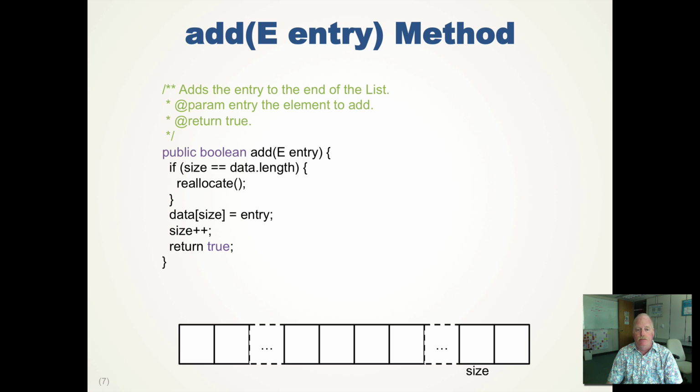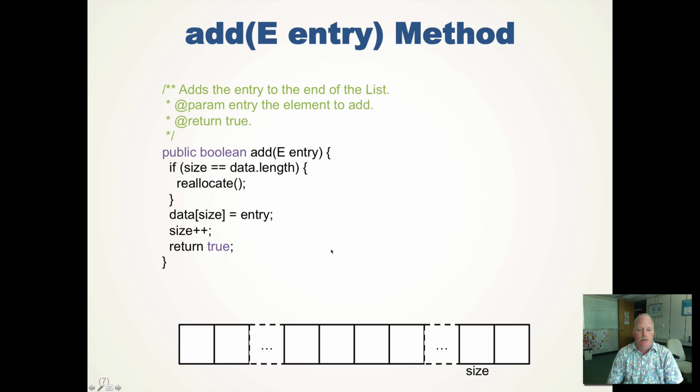So how do we add something to the end of the list? Here is our data array, and it's currently got a size of whatever the current size is. We have to check to see if the size is the length of the data array. If it is, we have no more room in our array to store the new entry, so we need to reallocate, and the reallocate method, I'll talk about later on, doubles the size of the data array and copies all the old values of the data array into the new data array and assigns it.